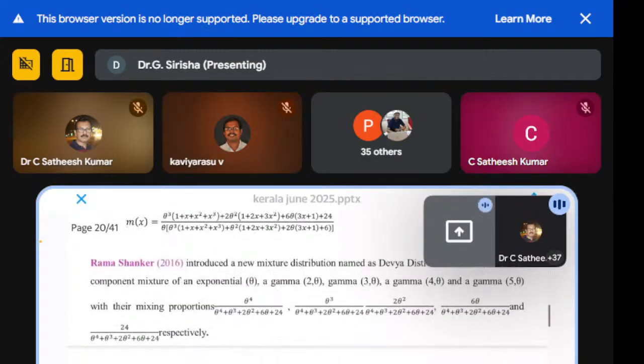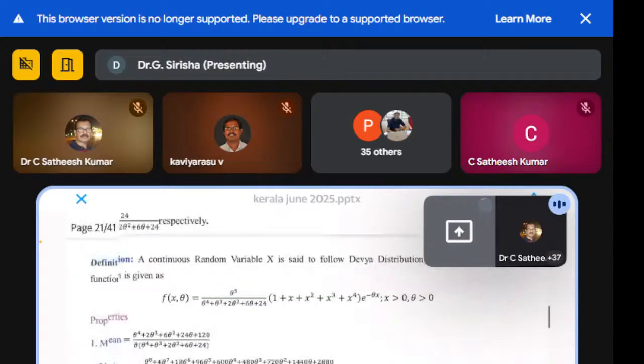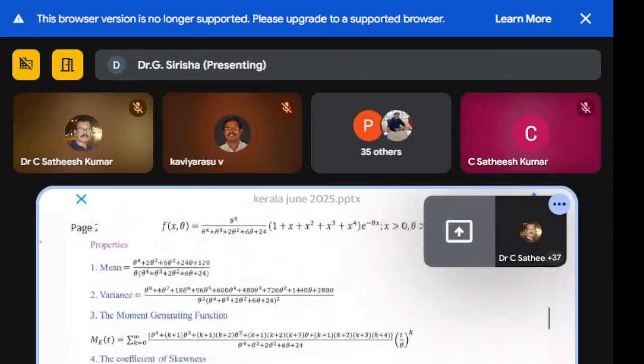The next distribution is also proposed by Ramashankar, named Divya distribution. It is a five-component distribution. One is exponential, gamma, and the remaining four are gamma distributions but with different shape parameters: 2, 3, 4, and 5 respectively. These are the following mixing weights, and the density is obtained to be in this form. These are the properties which they have obtained.